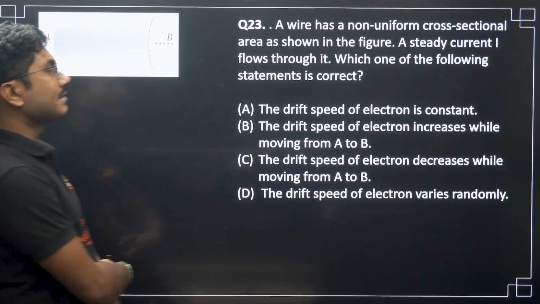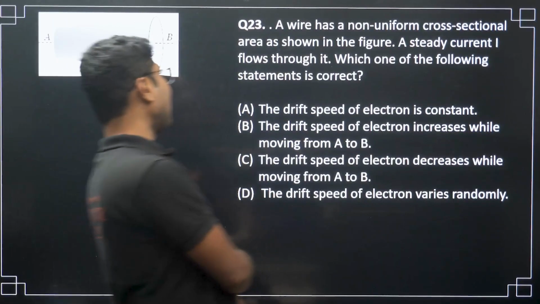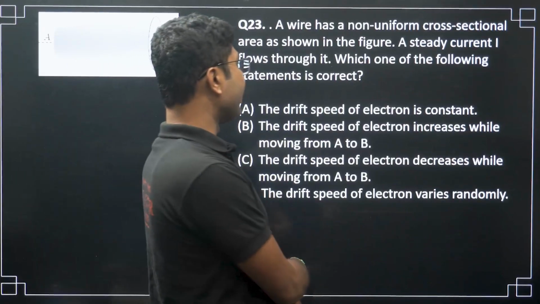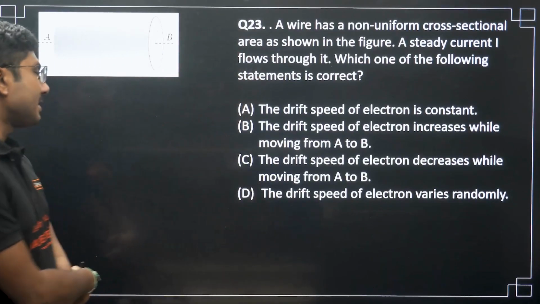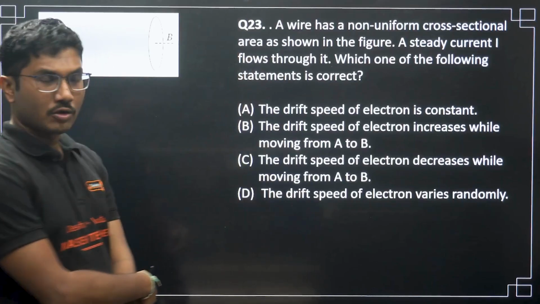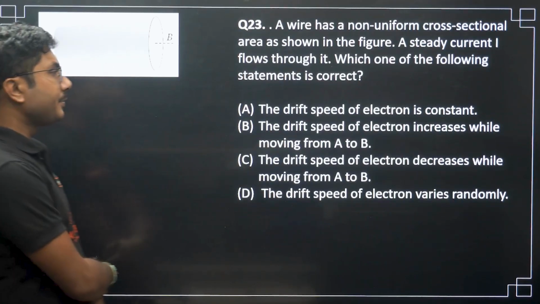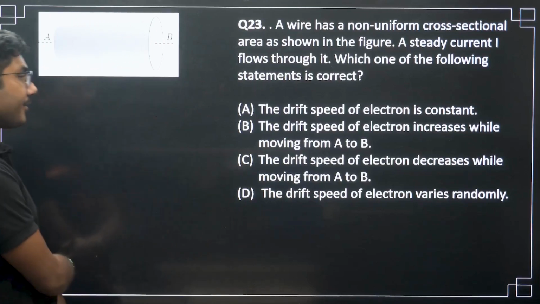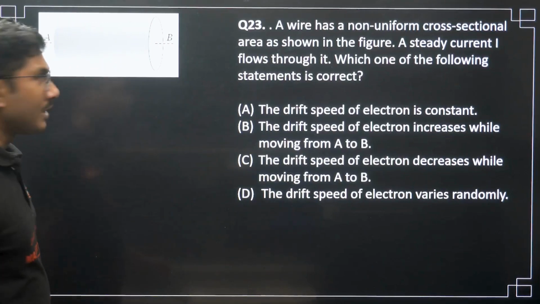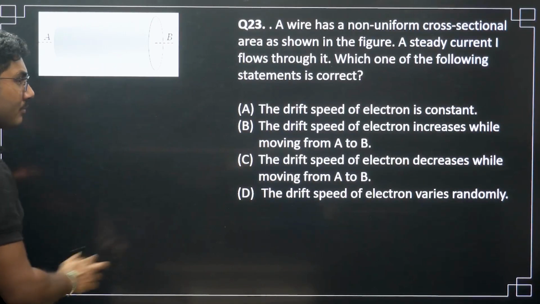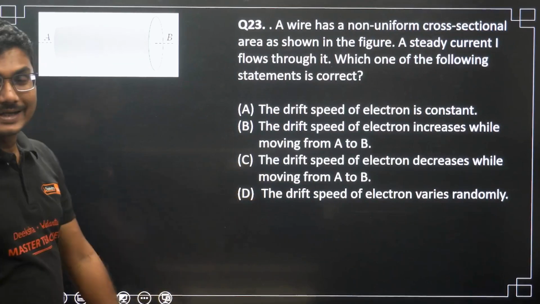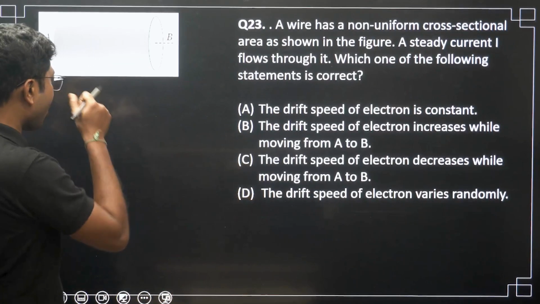Now next question. A wire has a non-uniform cross-sectional area as shown in the figure. A steady current I flows through it. Which one of the following statements is correct? The drift speed of electron is constant. Obviously not. The drift speed of electron increases while moving from A to B. The drift speed of electron decreases while moving from A to B. One of them will be correct. Option D says it varies randomly, which would definitely not be correct.